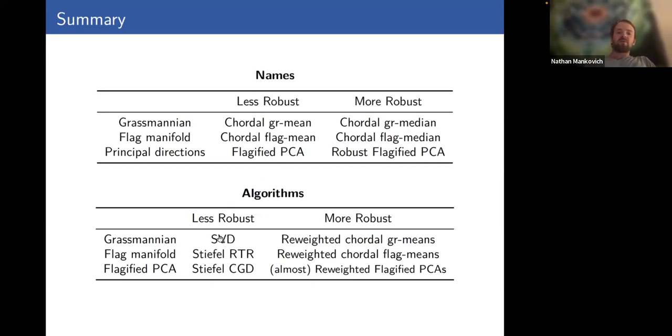For the Grassmannian, for the mean, you use the SVD. For the median, you do iteratively reweighted means. And then for means of flags, you use Stiefel Riemannian trust regions. For flagified PCA, you use Stiefel conjugate gradient descent. And again, for all these robust variations, you just do reweighted versions of the less robust formulation.